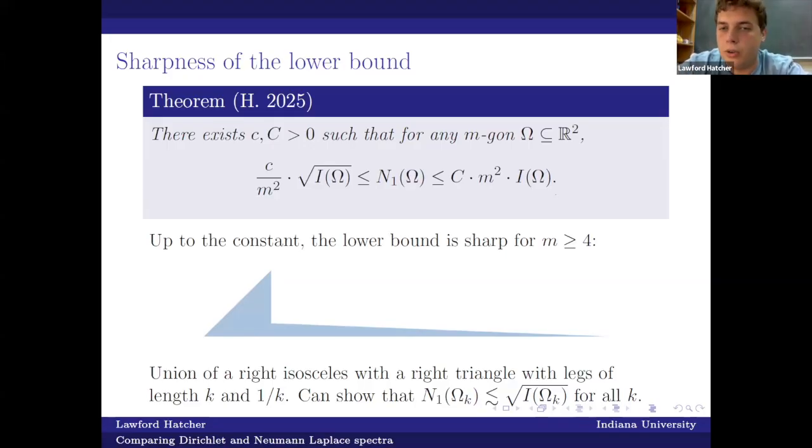But I should also mention, I don't know that this dependence on m being m squared is optimal, and I don't know anything about optimal constants or anything, but I know about the growth rate with respect to the isoperimetric ratio. Okay, so I think that is all I wanted to say about planar domains before I move on to manifolds.